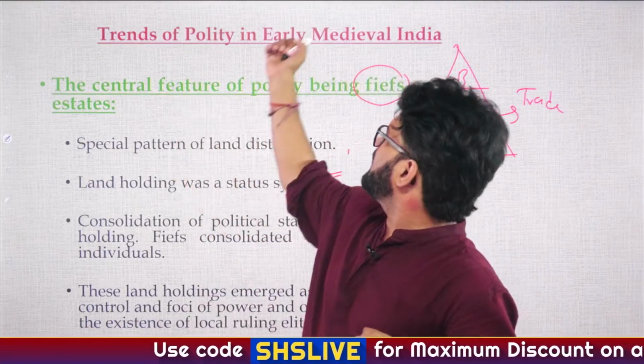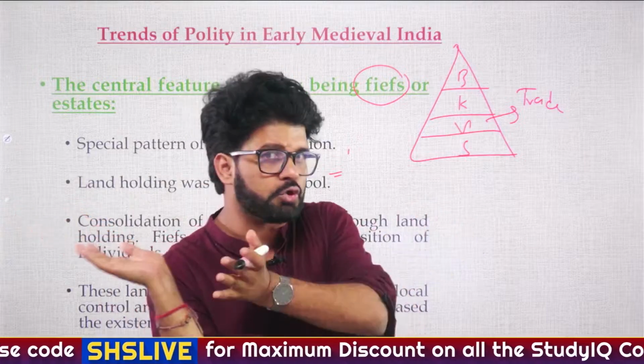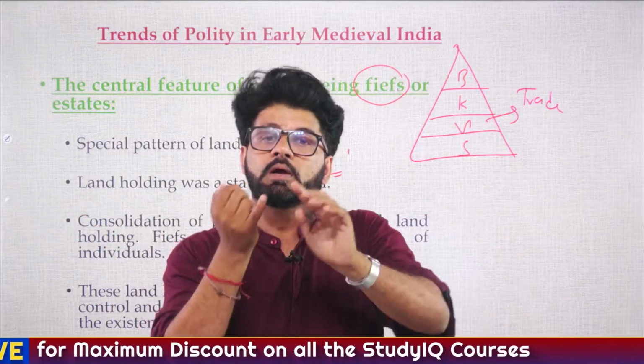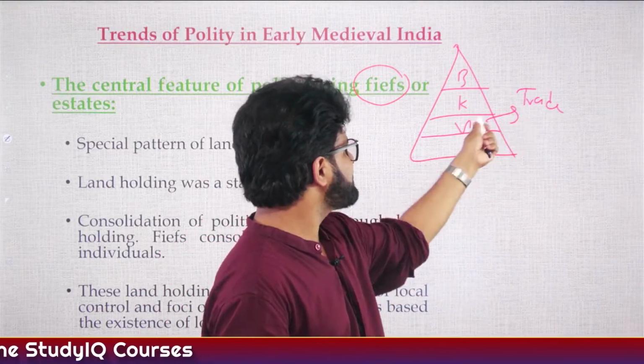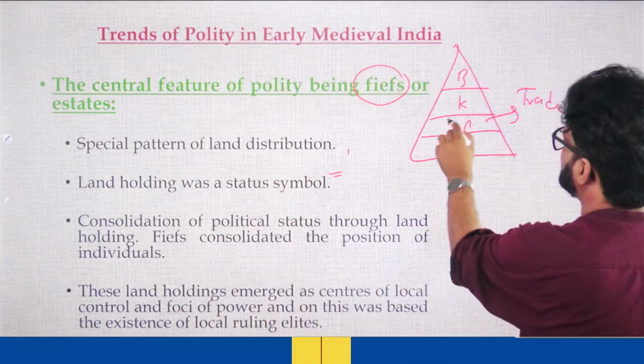But what is happening in this early medieval period, 750 AD to 1200 AD? Trade has declined to a considerable degree, right? So again, everything is about money. Since trade has declined, the importance of the Vaishya community will decline.